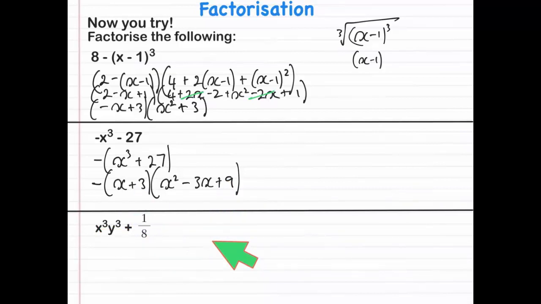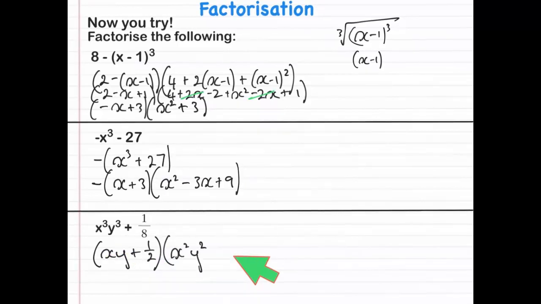Don't let it fool you, it's quite easy. It's a sum of two cubes. This will be xy plus 1 over 2, because the cube root of 1 over 8 is a half. And then we will have the following: xy squared, that will be x squared y squared, and because it's the sum, the middle term will have a minus, and then half times xy is a half xy, and then the last term will be a half squared, and a half squared will be a quarter, and we are done.